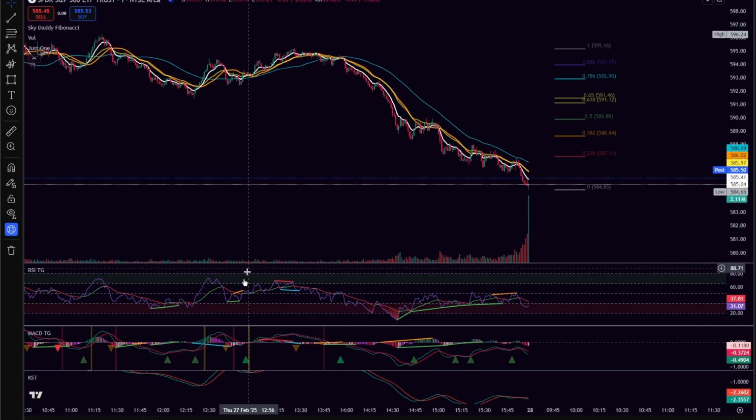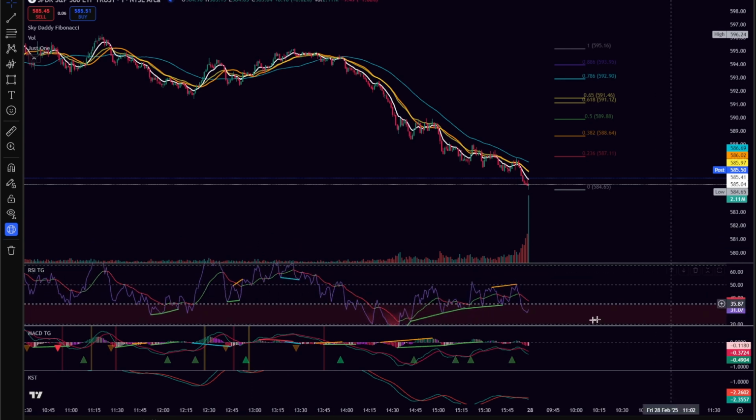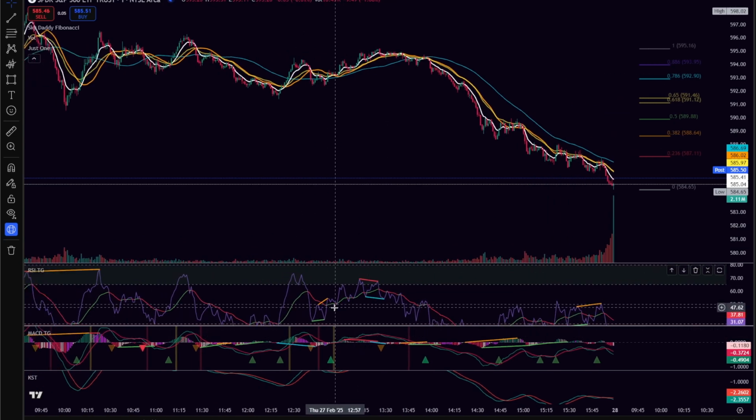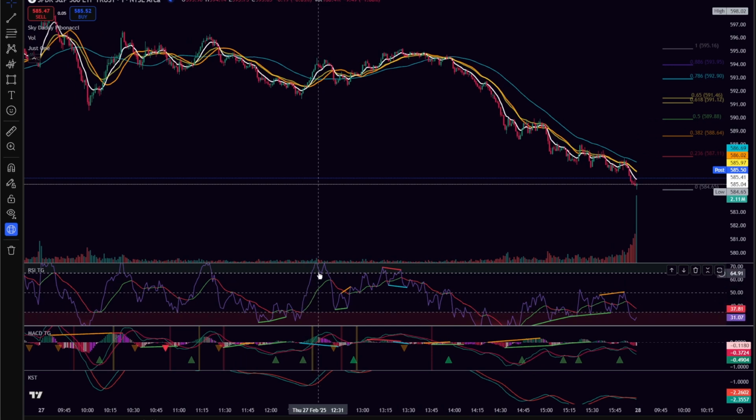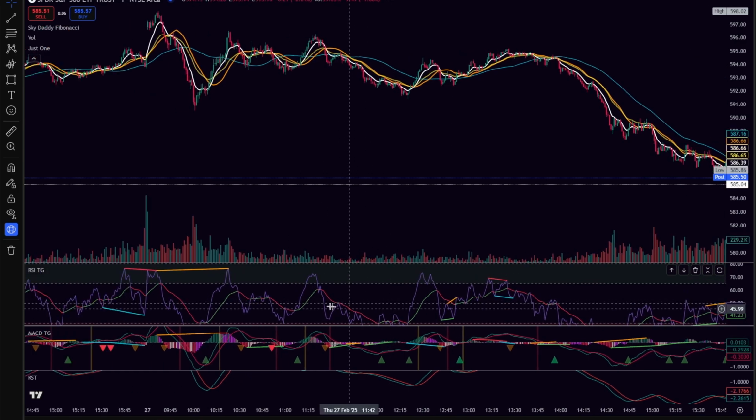Usually I don't like getting into calls unless the RSI is above 50, regardless of the MACD and KST, and I like the EMA also being above the center line. I don't like it when it does this and then it comes all the way back down. The EMA, well actually that was a pretty solid one.